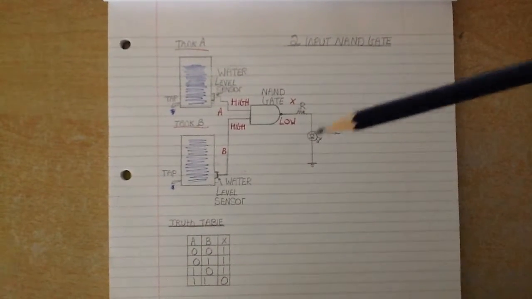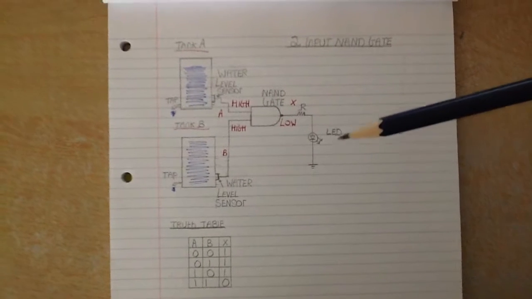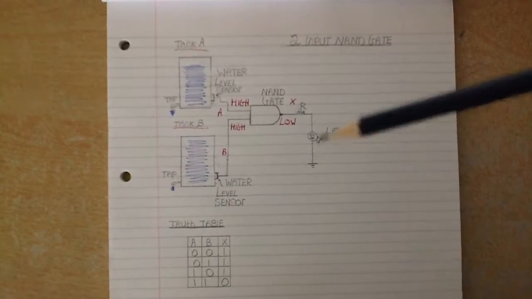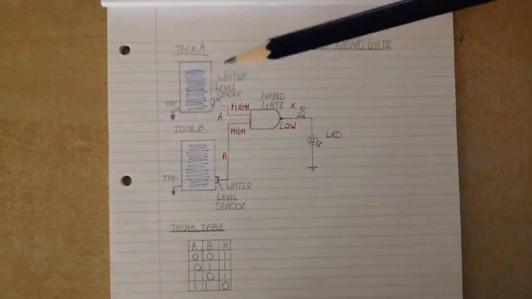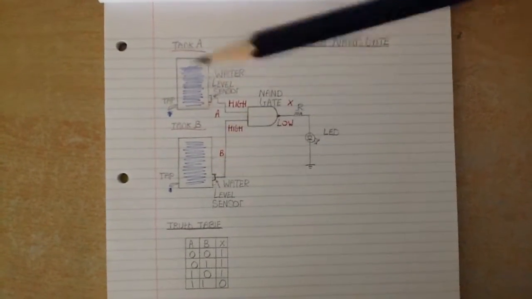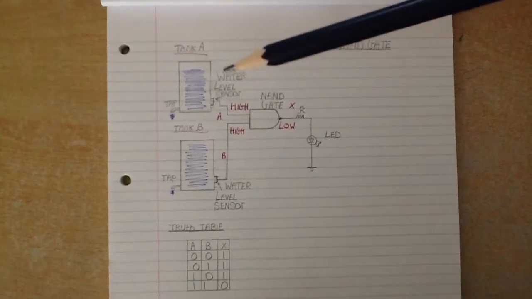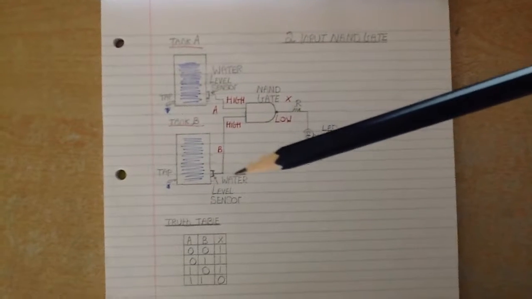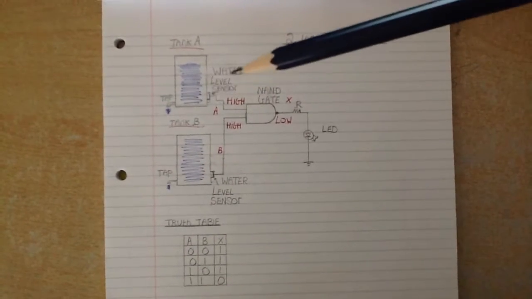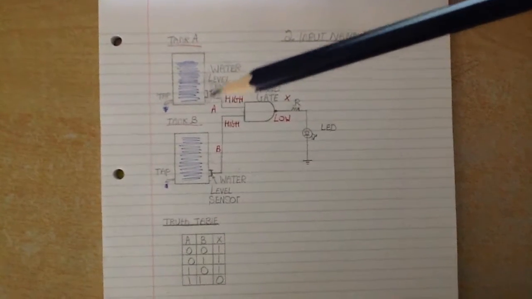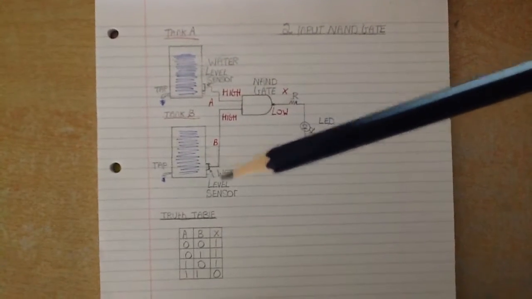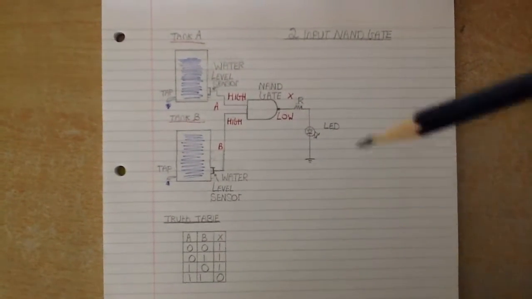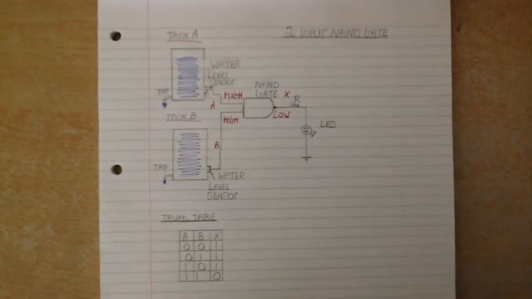So this LED could be connected to a control panel, where as soon as we see it come on, we know that the water level in either tank A or tank B, or in tank A and tank B, could have fallen below our water level sensor, which means that we need to go out and refill our tanks. And that's it.